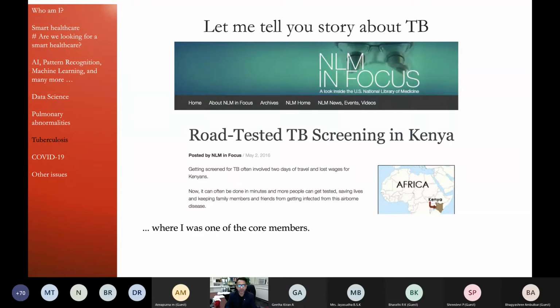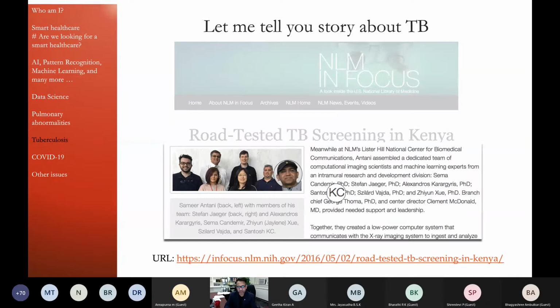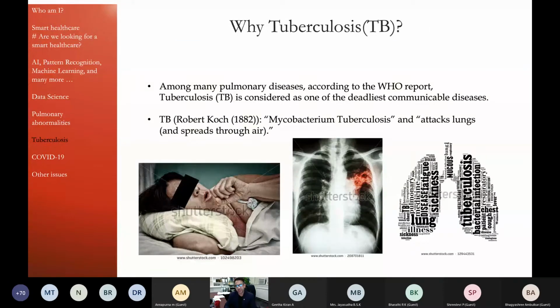threats in the world. And when I was at the National Institutes of Health, I was one of the core members, and we did that one. I was kind of big at that time, really big, 230 pounds, big guy. Big guys should always be big. So that's me, and we set this up mostly in South Africa and Kenya.